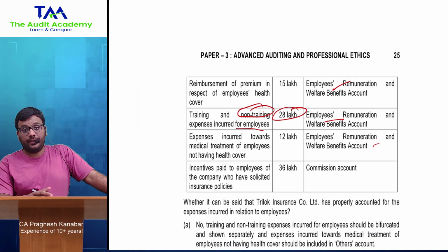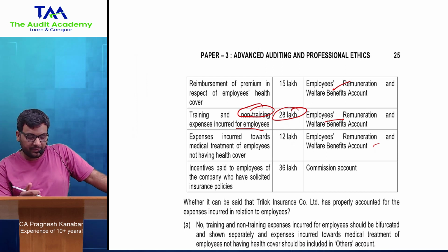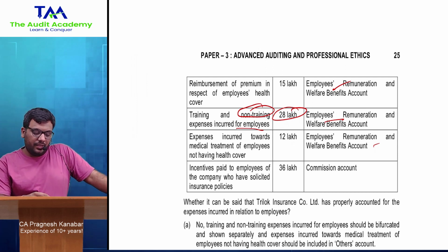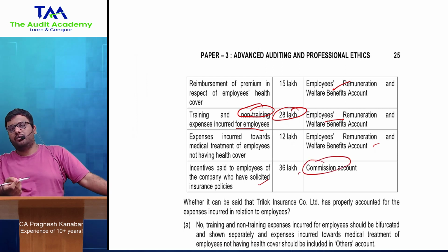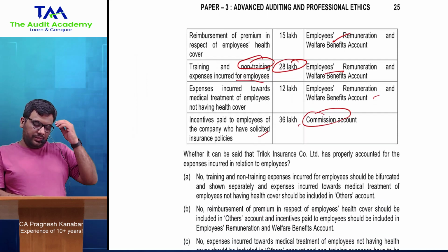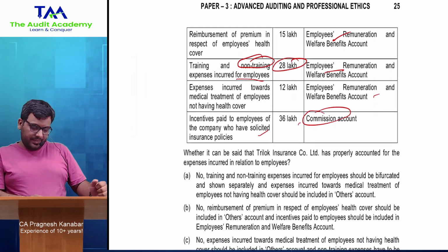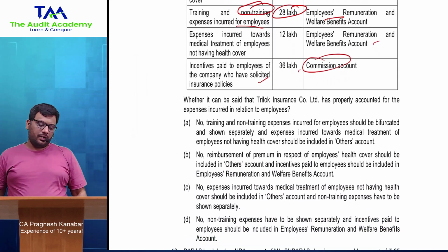Yes, could be a case where the auditor takes a stand that this should not be allowed. It could be in the nature of personal expenses. Correct. But obviously, it will depend upon the contract that the company has with their employees. Incentives paid to employees of the company who have solicited insurance policies. This is also part of employees' remuneration only. Why commission account? The agent commission goes to commission account, right? So there are some problems in this accounting. Whether it can be said that Trilok Insurance Company Limited has properly accounted for expenses.